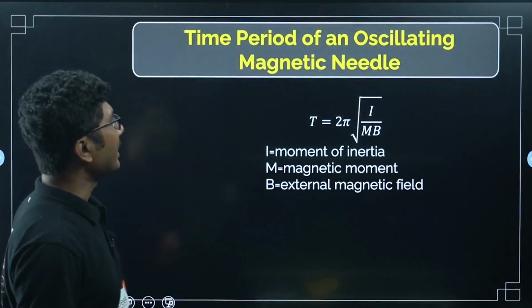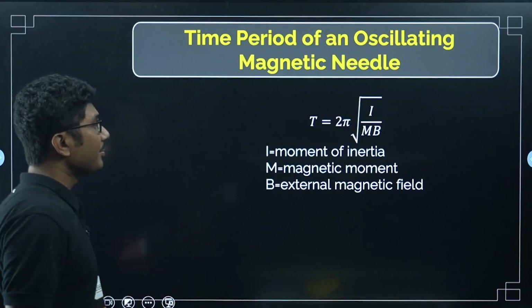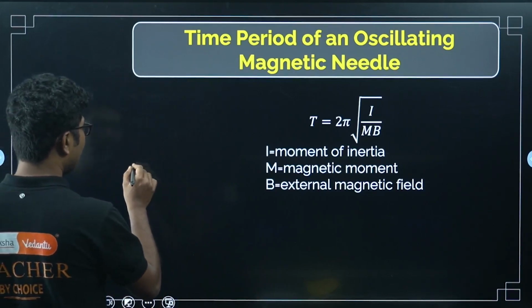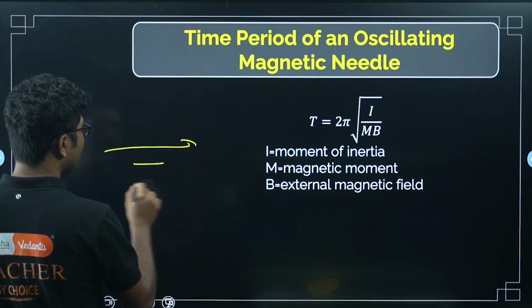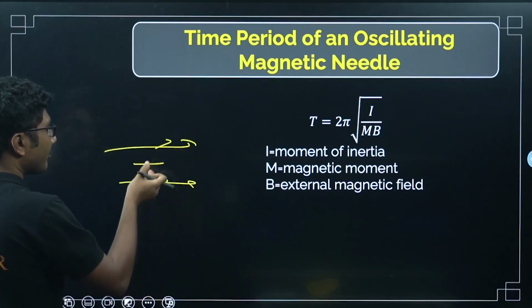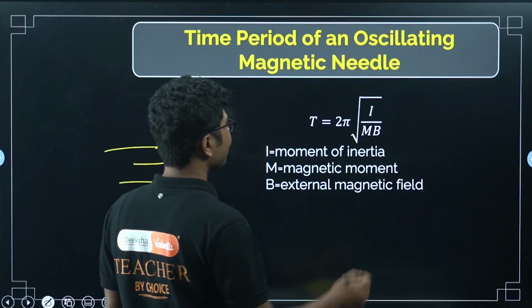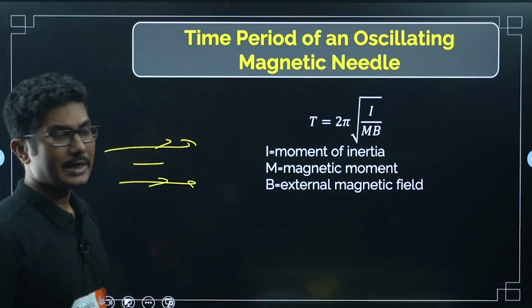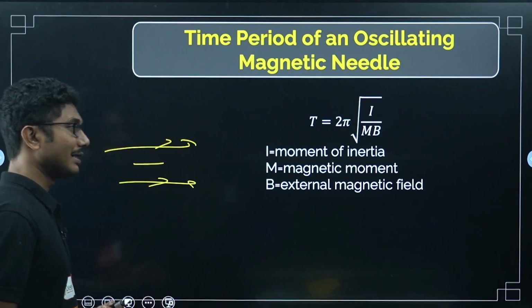Now let us look into the time period of an oscillating magnet. When you take a magnetic needle and apply some external magnetic field, then if you rotate it, it starts oscillating, and the expression for the time period is given by 2 pi square root of I by mB. Here I is the moment of inertia, m is the magnetic moment, B is the external magnetic field.